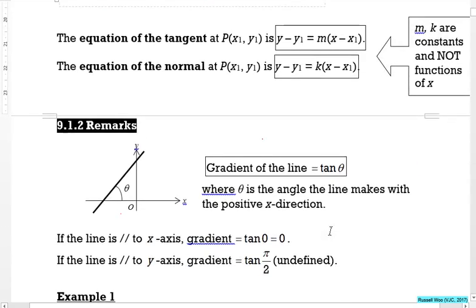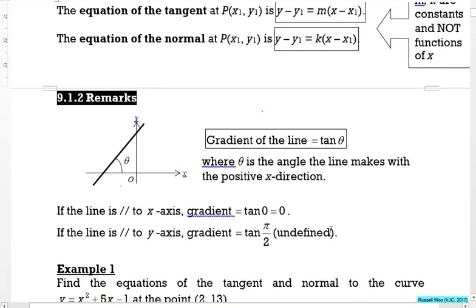9.1.2. This idea may not be very clear to all of us, but I want to emphasize: does it make sense that the gradient of the line is actually tan theta, where theta is the angle it makes with the positive x direction?